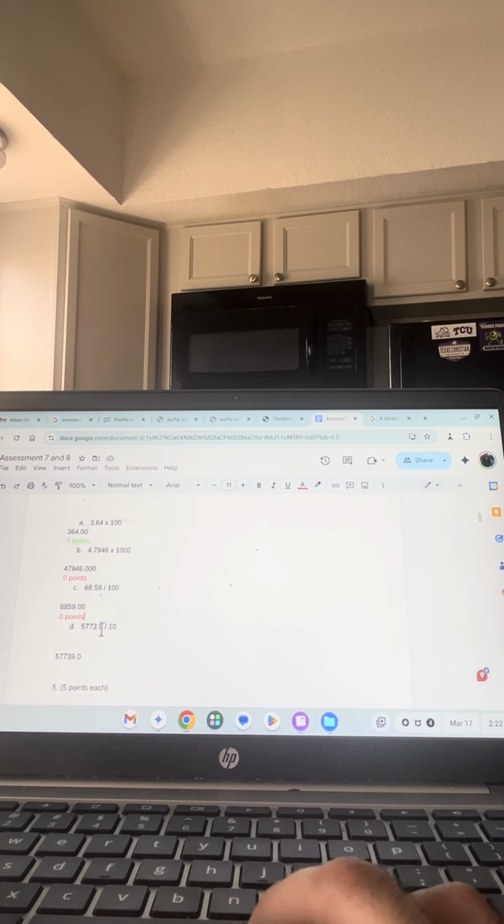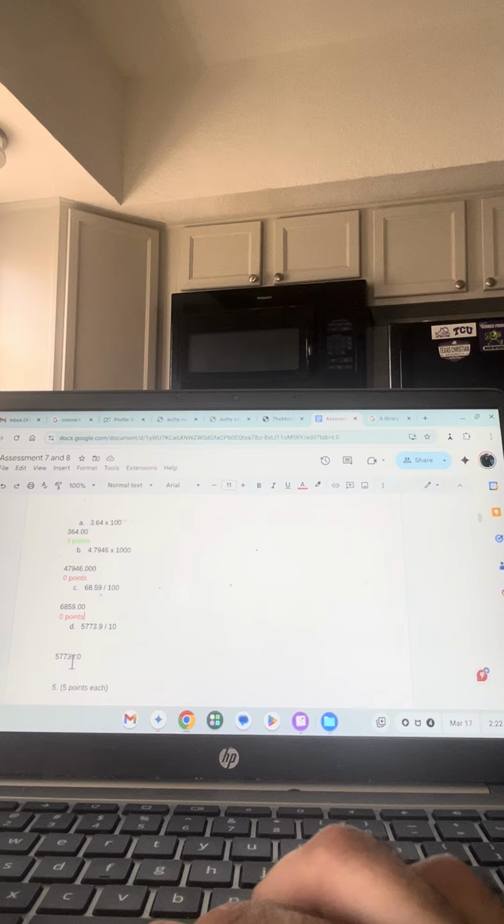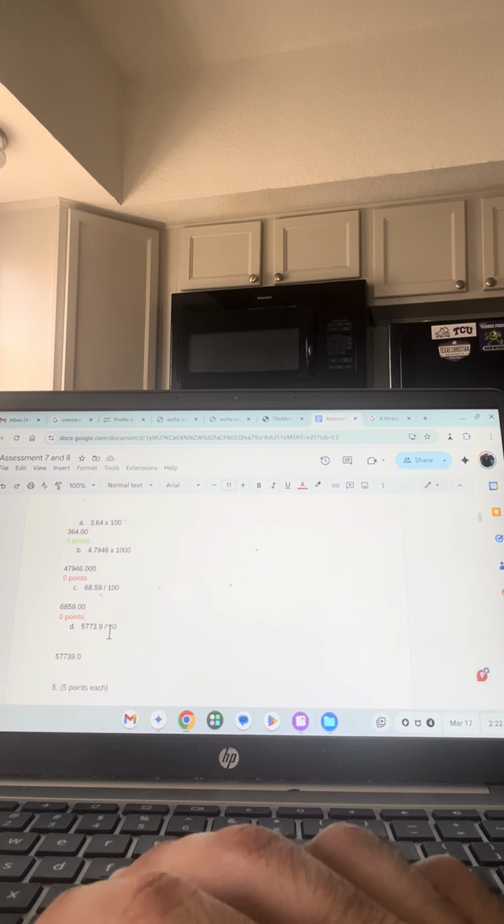If it said times 10, then yes, this would be the correct answer. You would move it 1 place to the right. But this isn't times 10. This is divided by 10. So you're supposed to move it 1 place to the left. So there's no points in that one.